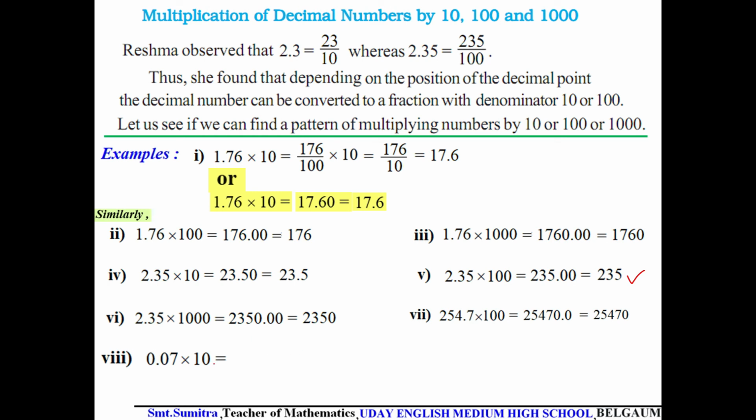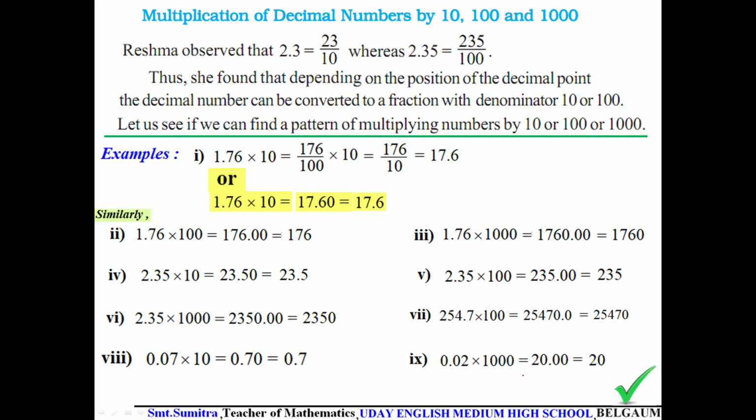I'll do one more here. 0.07 into 10. I'll simply multiply 7 into 10. This is equal to 70. So after decimal point, 2 digits. So leaving these 2 digits, I'll put point here and write 0.70, or simply 0.7. So similarly, you try this one. This answer is given and copy all the examples and steps.